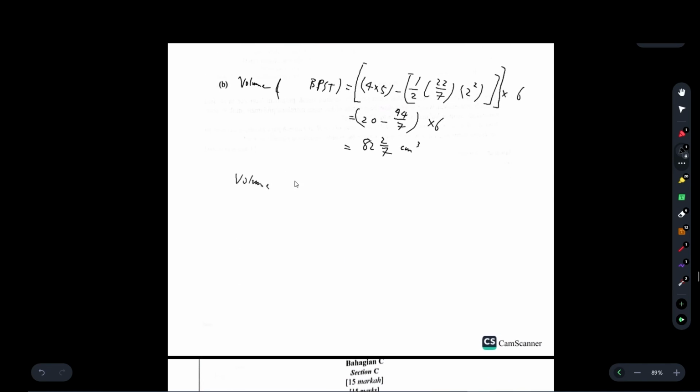Volume, let me just call it left prism, so it's easier to understand. And maybe I should change it to right prism right here. Right prism.